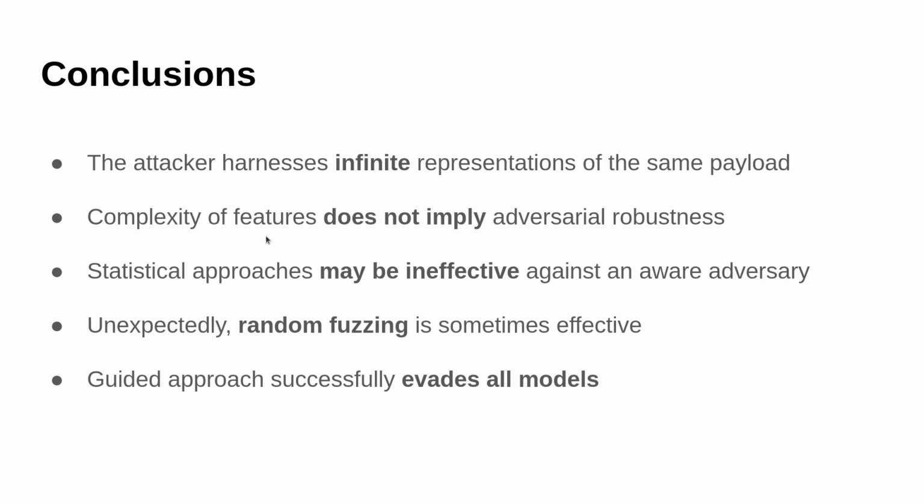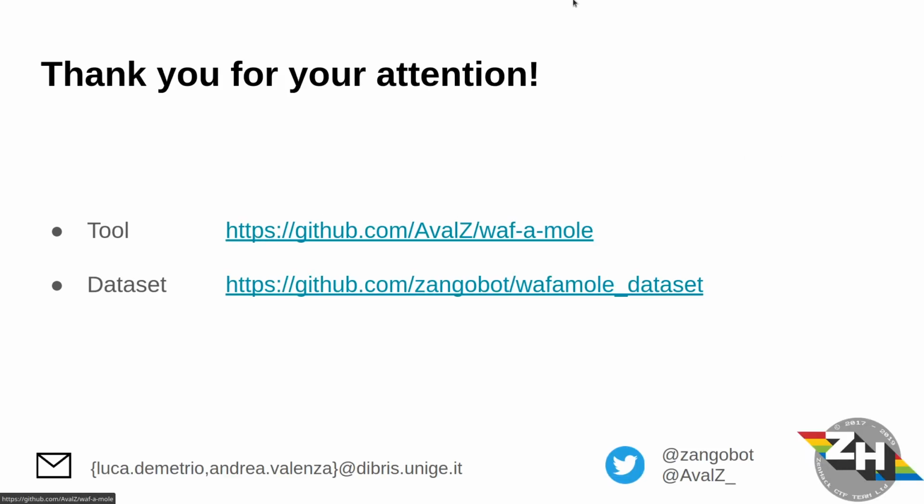And again, since these are statistical approaches, they might not be effective against an adversary that knows how to shift the confidence of a particular sample from point A to point B, namely from being malicious to being a legit query. And unexpectedly, our random fuzzing technique is able to bust some of the classifiers we've used for this work, and this was kind of strange for us, since we believed that at least the random attack wasn't that successful against those models. And for the models that were robust to such noise, WAF-A-MoLE, the guided approach, was incredibly successful. With this, we conclude our presentation.